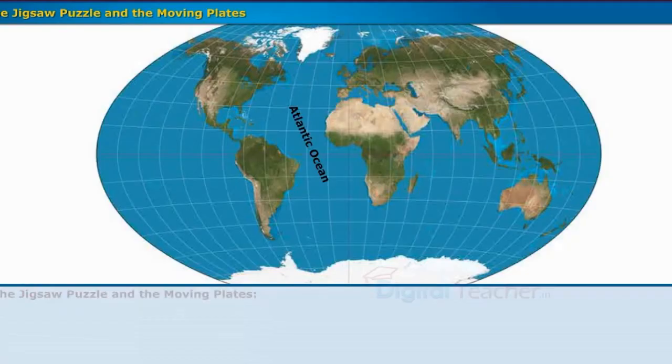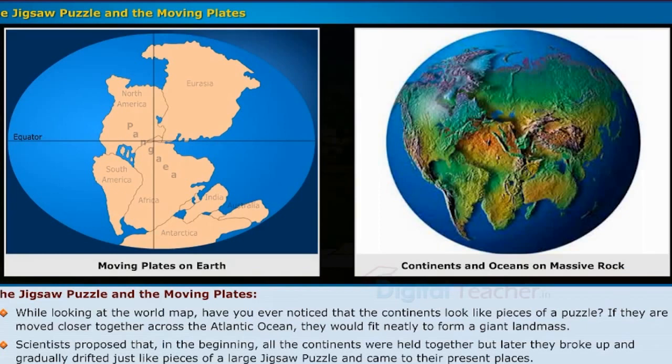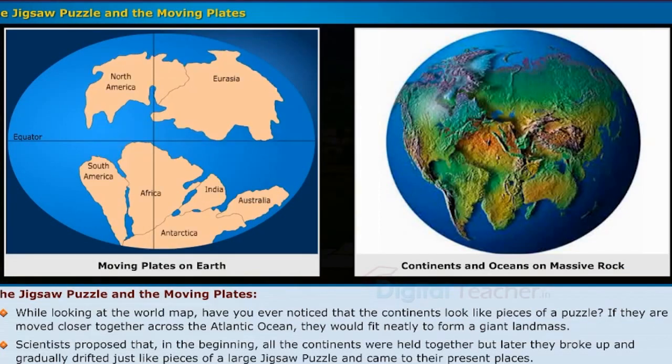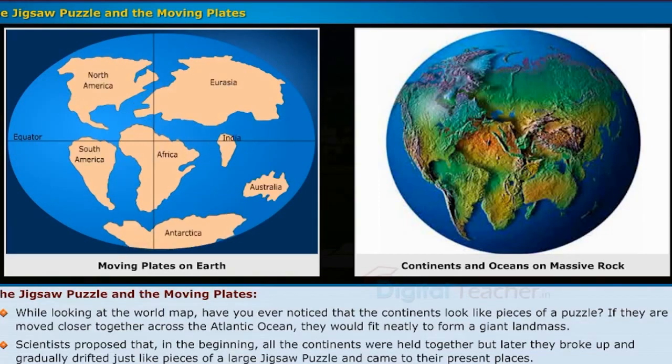Knowledge. We will now look into the topic, the jigsaw puzzle and the moving plates. While looking at the world map, have you ever noticed that the continents look like pieces of a puzzle? If they are moved closer together across the Atlantic Ocean, they would fit neatly to form a giant landmass. Scientists propose that in the beginning all the continents were held together, but later they broke up and gradually drifted just like pieces of a large jigsaw puzzle and came to their present places.